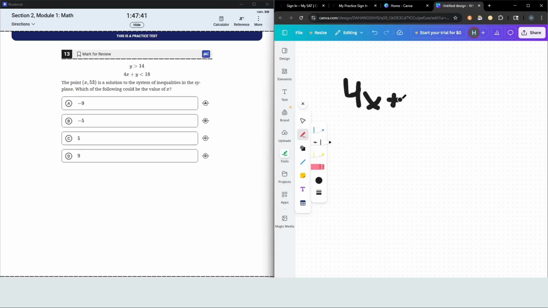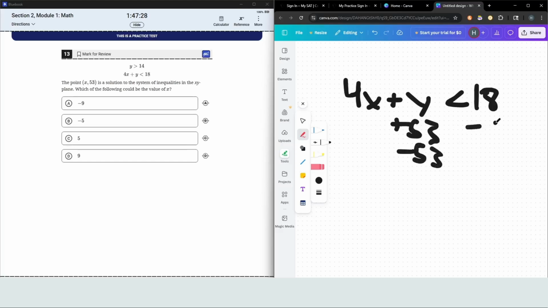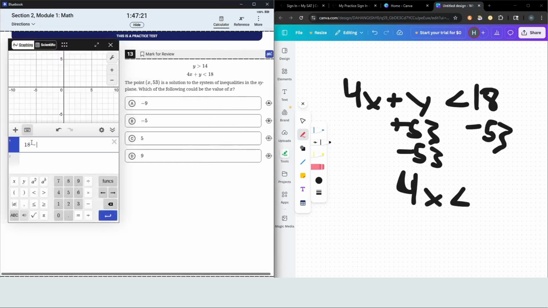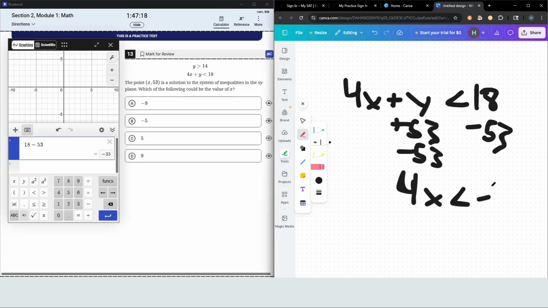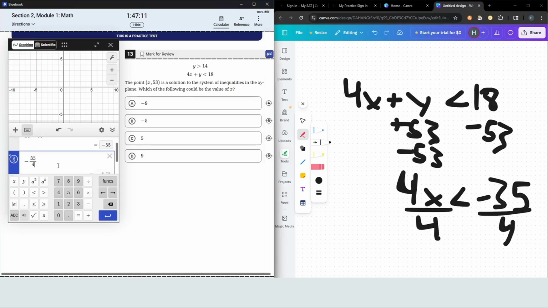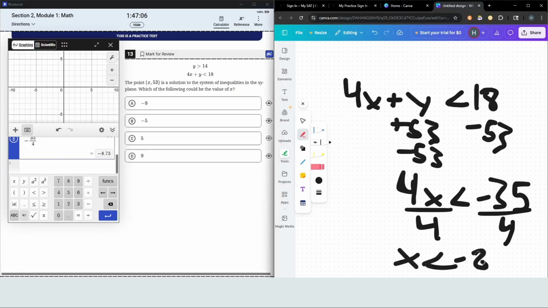4x plus y less than 18. So we can set y equal to 53 in this case. So it'll be plus 53 on this side instead of y. You can just subtract 53 from both sides. You get 4x is less than 18 minus 53, which is negative 35. Divide by 4, divide by 4. Negative 35 divided by 4 is negative 8.75. So x has to be less than negative 8.75.